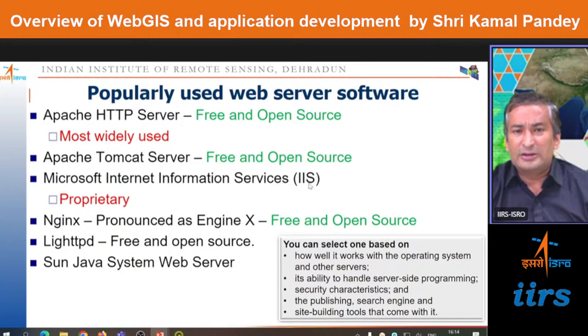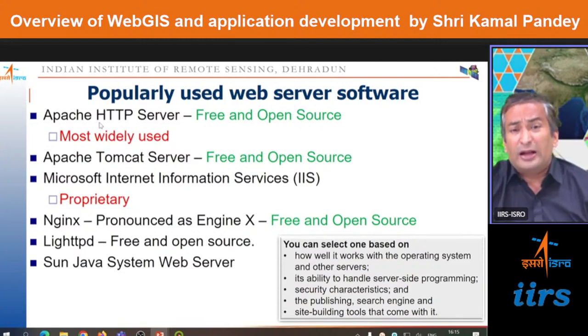Microsoft Internet Information Services, IIS, is proprietary. It comes along with the Microsoft operating system. Then we have Nginx. It is also free and open source. This is the latest web server, which is also capable of handling multiple requests, and load sharing can be done on top of this Nginx web server. Lighttpd, free and open source. If a very limited number of users are there, then you can have a very lightweight web server installed. Sun Java Web Server is again a Java based web server.